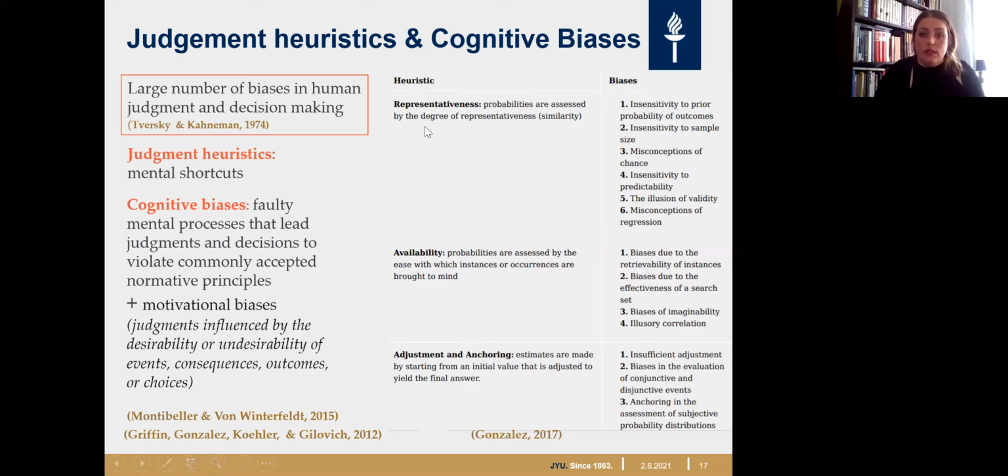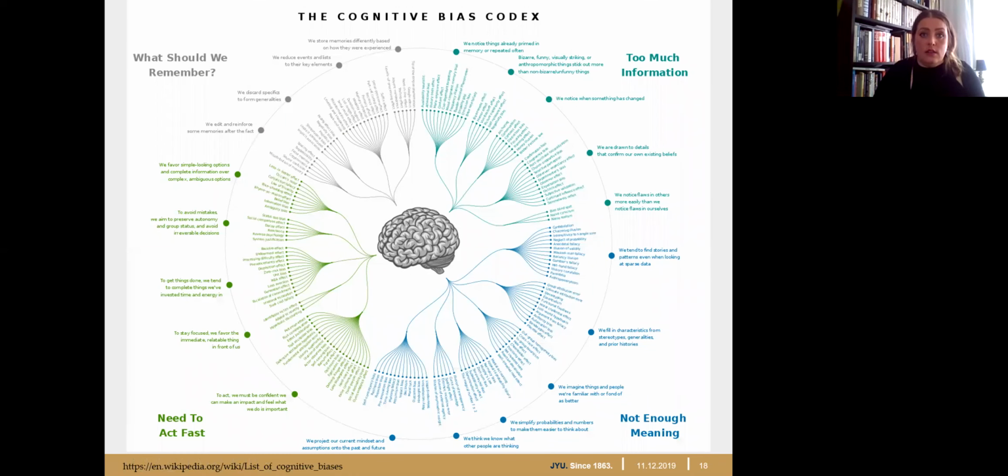So heuristics are the mental shortcuts that can involve, or different biases can be connected to these heuristics. This is the Cognitive Bias Codex. It's from Wikipedia. And just an example of the vastness of the biases. These all are different biases in here. And in this codex, they have been mapped to 4 different categories.